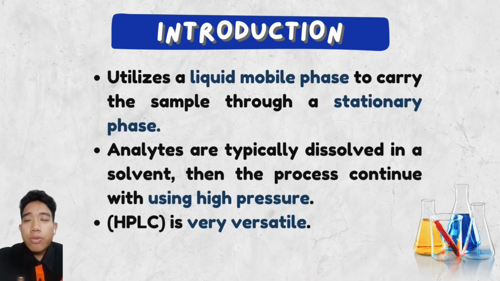I will start with the introduction first. HPLC utilizes a liquid moving phase to carry the sample throughout the stationary phase. How? The separation is achieved based on the differential interaction between the sample components and the stationary phase. Analytes are typically dissolved in solvent. Then the process continues using high pressure. For what? To force the solvent through the chromatography column. Other than that, HPLC is also very versatile because it can handle compounds that might be difficult for other analytical procedures.